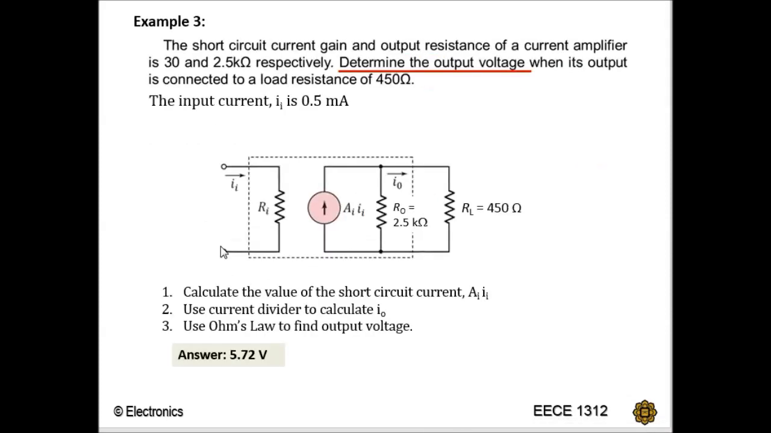Okay, so let's proceed with the next example. So in this question, you are given the short circuit current gain, which refers to Ai. Short circuit current gain is Ai, and then output resistance is referring to your Ro. Okay, so the short circuit current gain Ai is 30 and Ro is 2.5 kilo ohm. So the question asks, determine the output voltage.